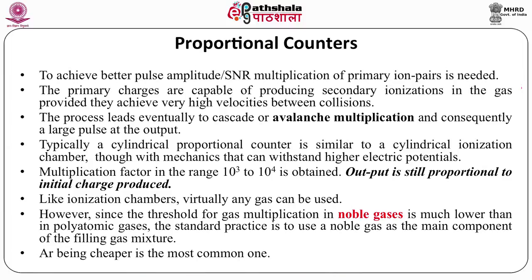How much is the signal amplified in a proportional counter with respect to a normal ion chamber? 10 raised to power 3 to 10 raised to power 4. Output here in terms of charge or current is still proportional to the initial charge produced. Like ion chambers, virtually any gas can be used.